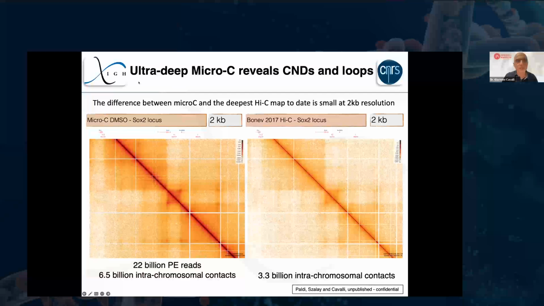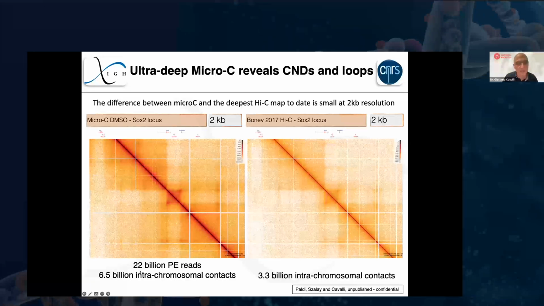So what do we see when we have these ultra deep micro-C maps? And actually, people have published that before. If you look at low resolution and compare it to the best possible Hi-C, at least in mouse, which is this paper from our lab early on, we see a similar structure. Until you look at maybe 4 kb or 2 kb resolution, there's not much difference. Maybe a little bit of a CRISPR structure, but a similar thing.